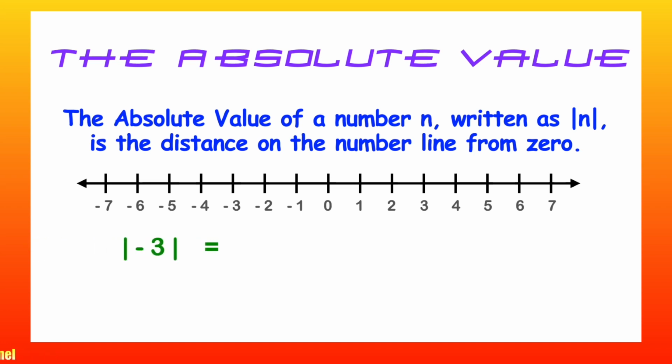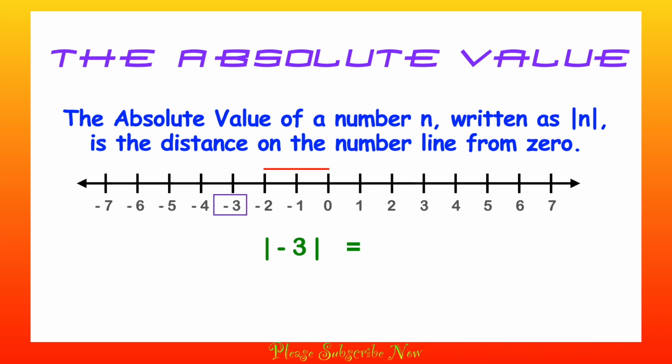Next example is the absolute value of negative 3. Locate negative 3 on the number line. Then count how many units negative 3 is from 0. 1, 2, 3. So negative 3 is 3 units away from 0. So the absolute value of negative 3 is 3.